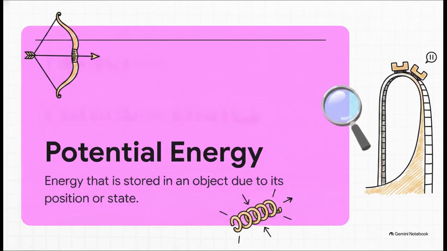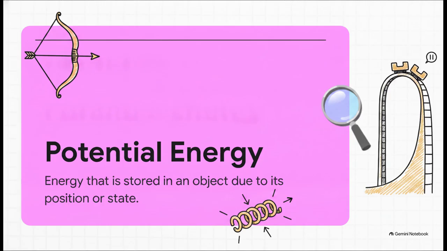Next, we've got potential energy. This is the energy that is stored in an object due to its position or state. And I want to put a massive emphasis on that word stored. That's the real secret to understanding this whole concept. You can think of it as the energy of anticipation. It's exactly what is happening right before the movement starts.